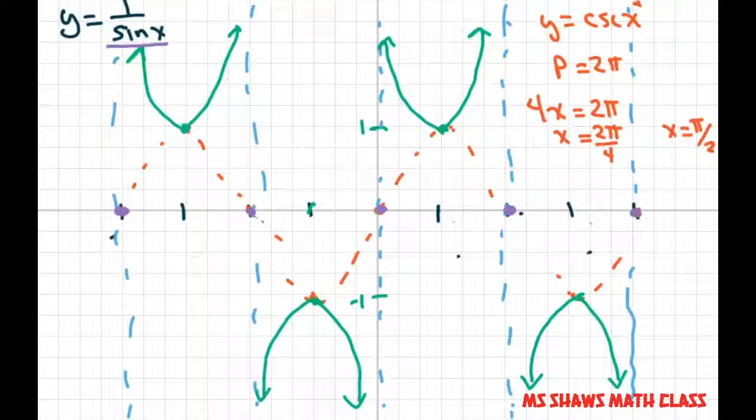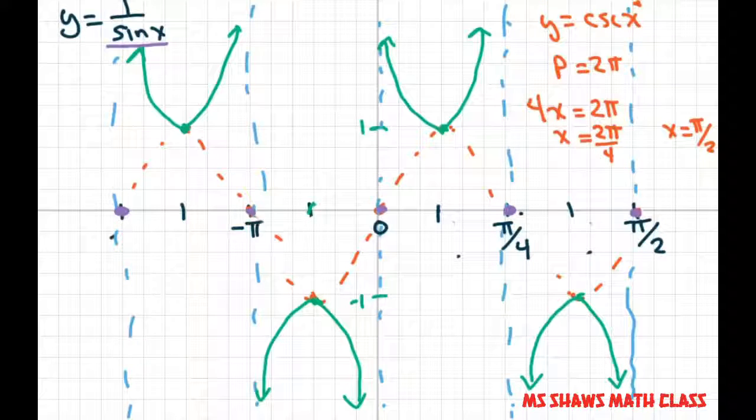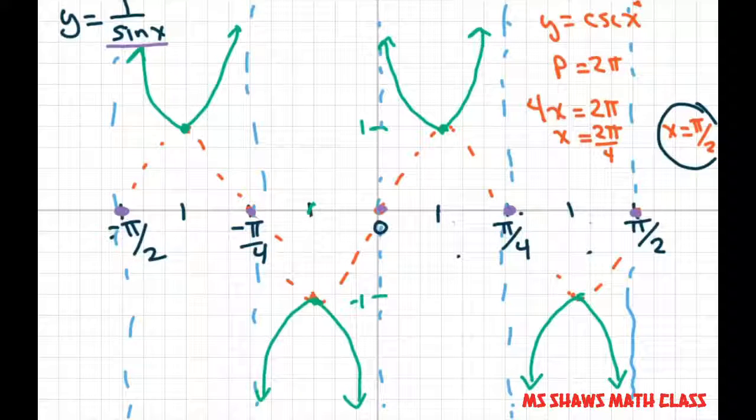And what it means is that it goes through the complete wave, or from the 1 over sine, in pi over 2 radians. So this would end up being pi over 4. This is 0. This would be negative pi over 4. And this would be negative pi over 2. So the period is pi over 2.